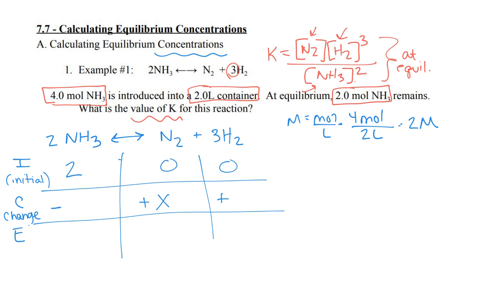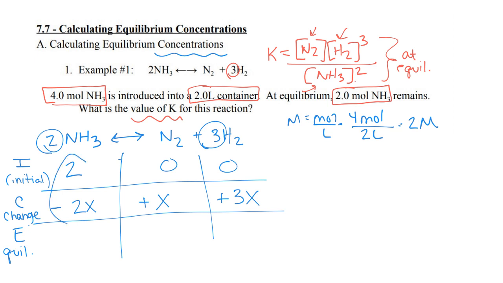And if nitrogen increases by X amount, that means hydrogen is going to increase by 3X because it is produced 3 times faster, right? And then because of my coefficient of 2 in NH3, that's going to decrease at a rate of negative 2x. So that's my change column. Now, my E stands for equilibrium. That's going to be my concentration at equilibrium.